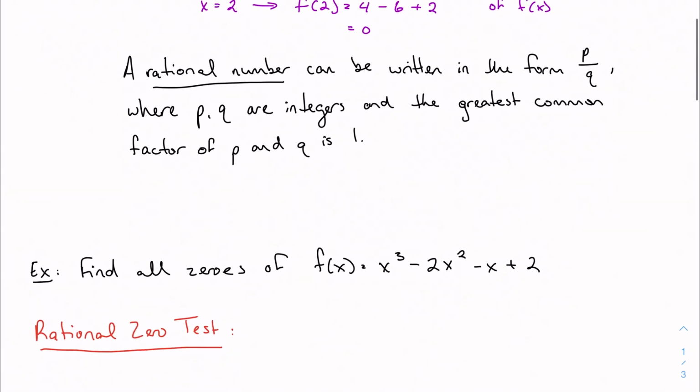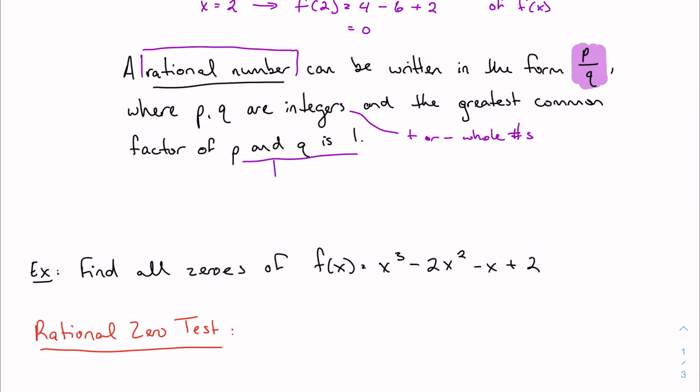And then, of course, a rational number can be written in this form over here. It's p divided by q, where p and q are integers, so that just means they're positive or negative whole numbers. And the greatest common factor of p and q is 1. That just means that you cannot reduce the fraction. P divided by q just looks like a fraction, and that's really all rational numbers are: fractions that I can't reduce.